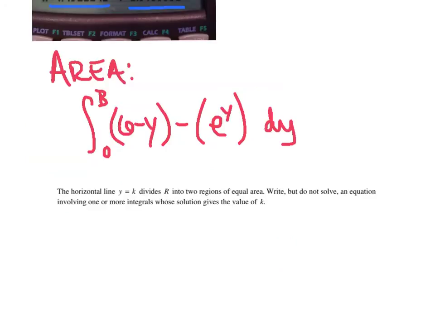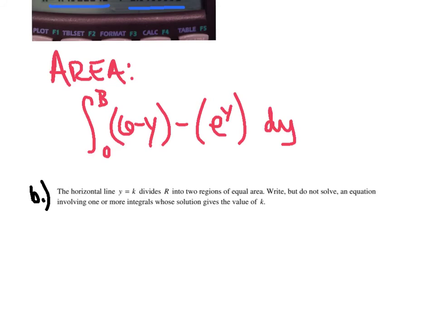Now check out this part B that I want to throw at you. Now they're going to say that a horizontal line, not a vertical but a horizontal line, y equals k, divides this region into two regions of equal area. But do not solve; write an equation involving one or more integrals whose solution gives the value of k.